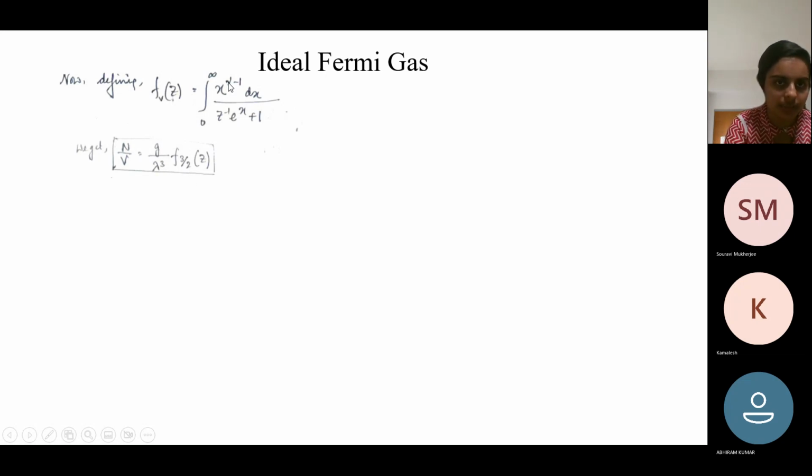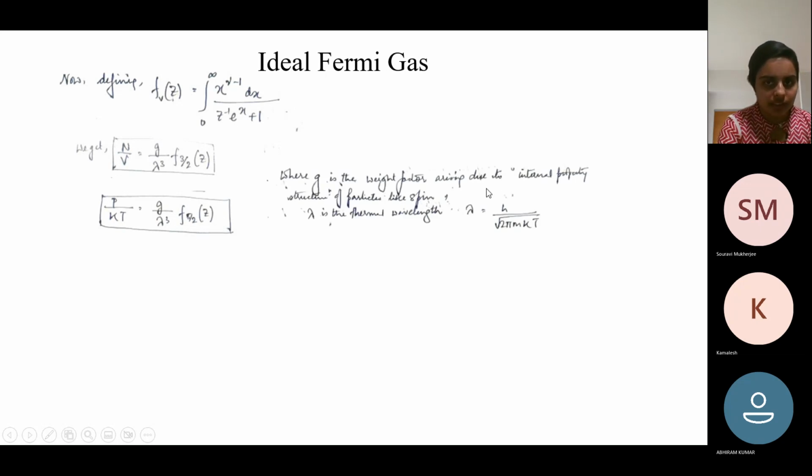So why do you get 3/2? It is because you had ε to the power half, and that can be written as 3/2 minus 1, right? So that's why you get f_{3/2}(z). And this g comes because of the degeneracy of the particles. Similarly, you can get an expression for P/kT, and you would get an expression like this. So here you have 5/2.